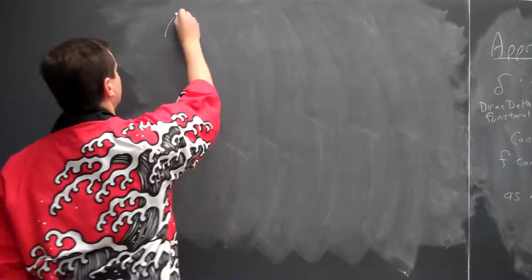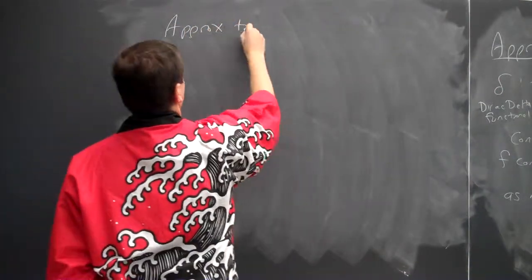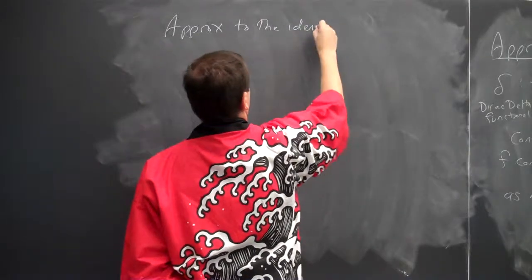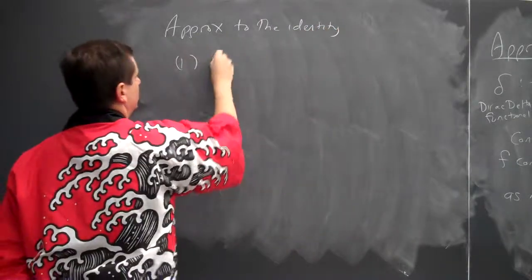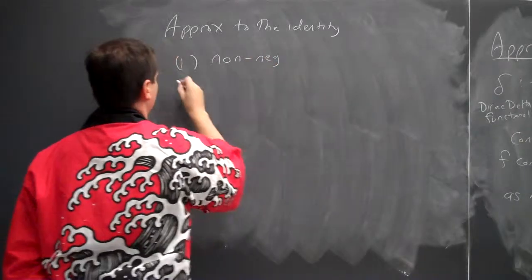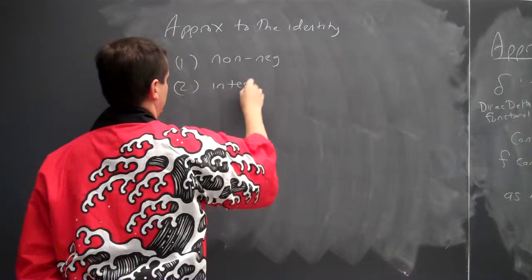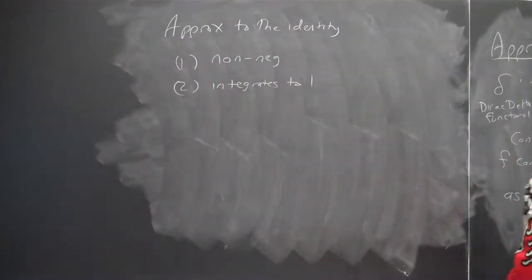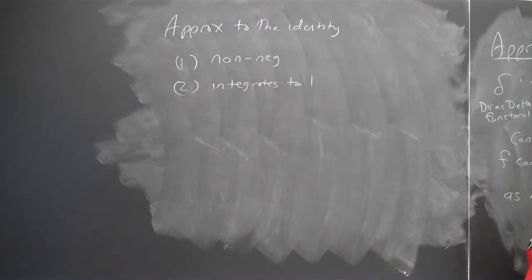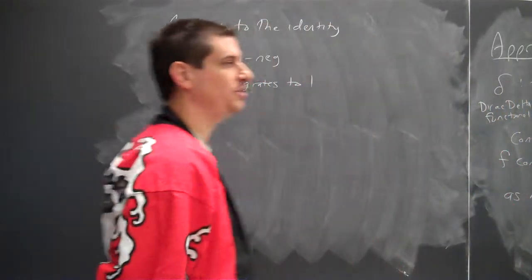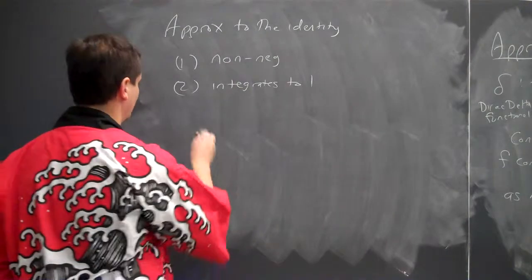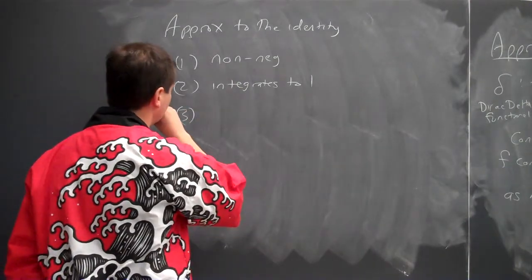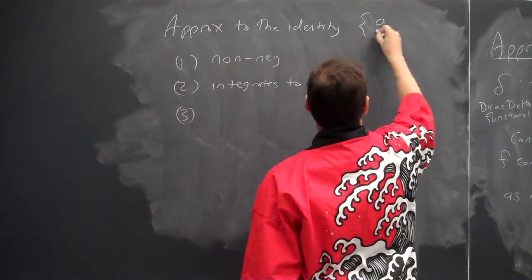And so an approximation to the identity: one, it's non-negative; two, it integrates to 1. So I will put the people who have taken a class with me last year on the spot right now. What are you thinking? A probability distribution, right? It's non-negative, it integrates to 1. You'd be thinking, oh, it's a probability distribution. And then the last is the following. And so this is going to be a family of functions gn.